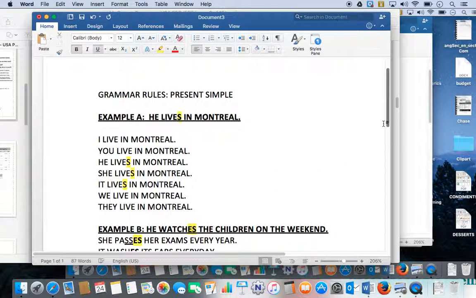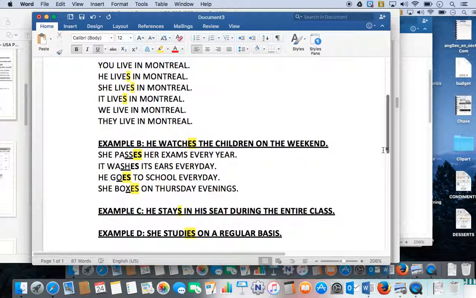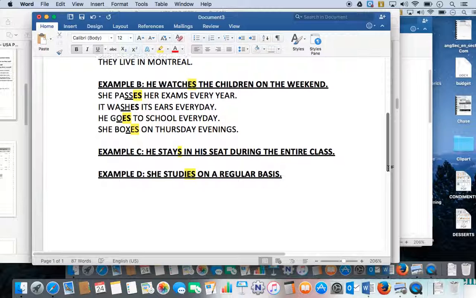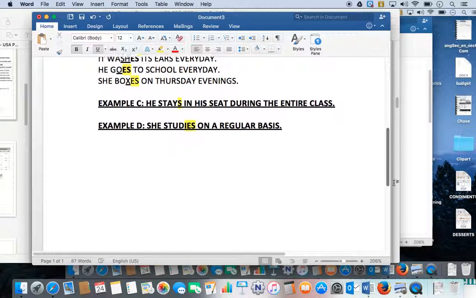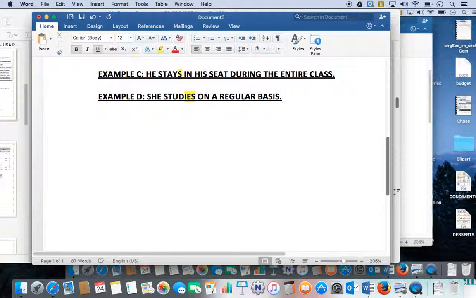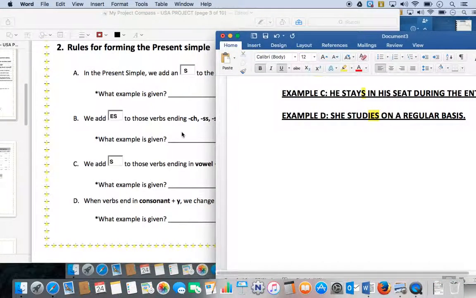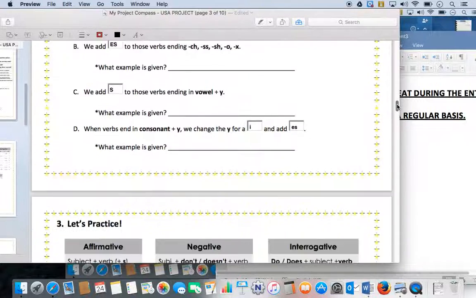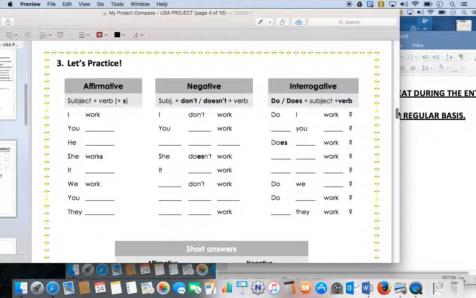So just to do one last thing here. So the example A, we said he lives in Montreal. Example B, we said he watches the children on the weekend. Example C, he stays in his seat during the entire class. And example D, she studies on a regular basis. Okay? Now, let's go ahead and move on to part 3. Okay, this part, what we're going to do, I'm going to let you work on the infinitive.